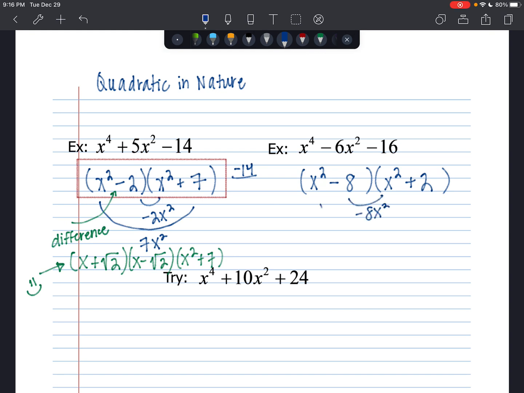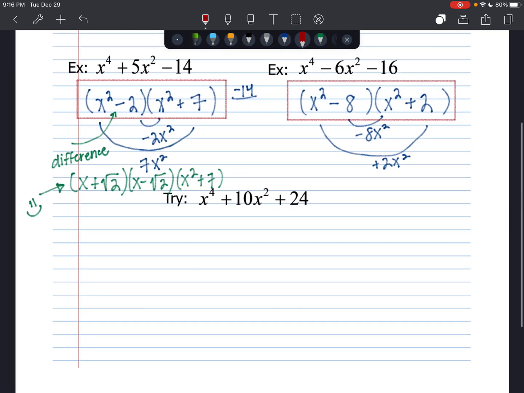Negative 8x squared, positive 2x squared is negative 6x squared. X squared minus 8, that's a difference, but not of 2 squares. X squared plus 2 is irreducible. Therefore, our answer is x squared minus 8 times x squared plus 2. Okay, you go ahead and try this next problem and come on back and check your answer.